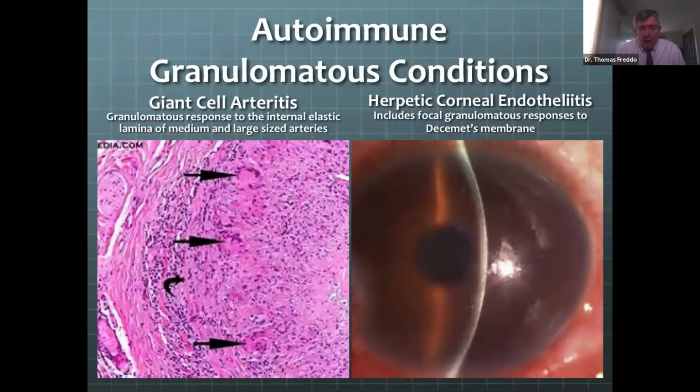There are also some localized granulomatous conditions that I wanted to mention just for the sake of a complete presentation. And just a reminder that, for example, giant cell arteritis is a granulomatous disease. It represents a granulomatous response, we think, to the internal elastic lamina of medium and large size arteries. So here you can see a section through a large vessel in giant cell arteritis. The arrows are pointing to giant cells.